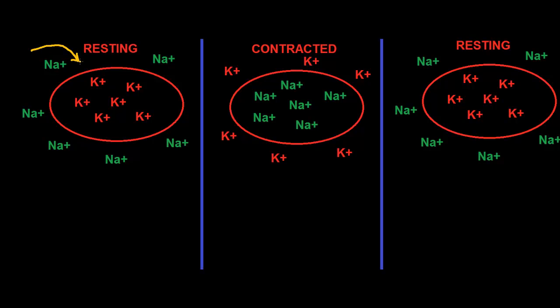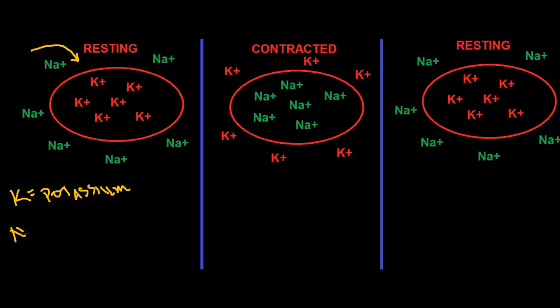If we start over here at the left, we have a red cell. It's a cardiac cell. It's in a resting state. It is not contracted. It has a bunch of K on the inside. K equals potassium. So in the resting state, the potassium is on the inside.